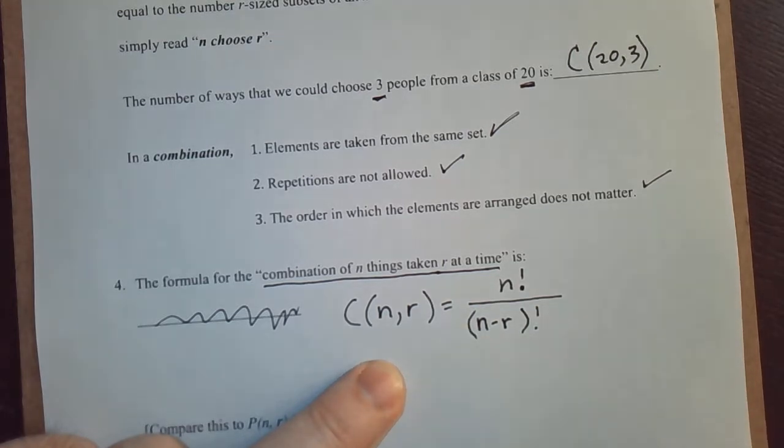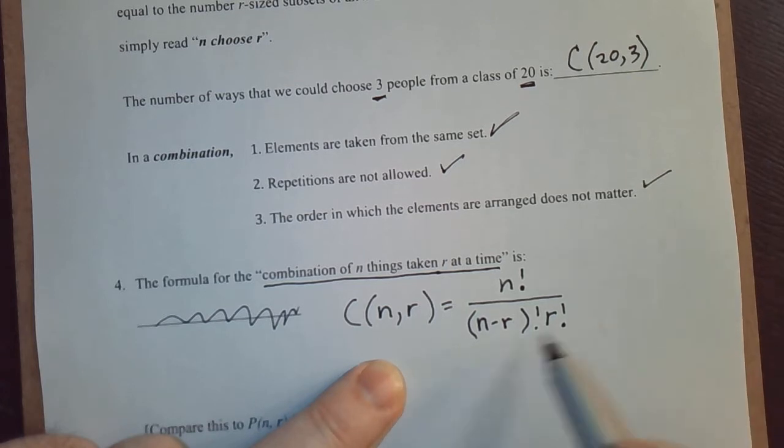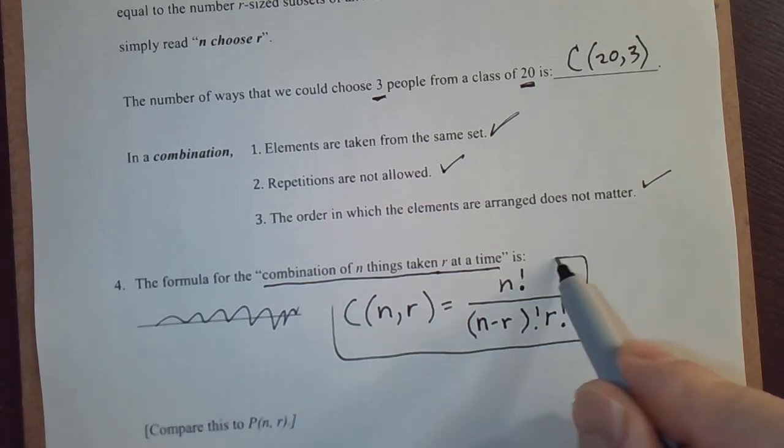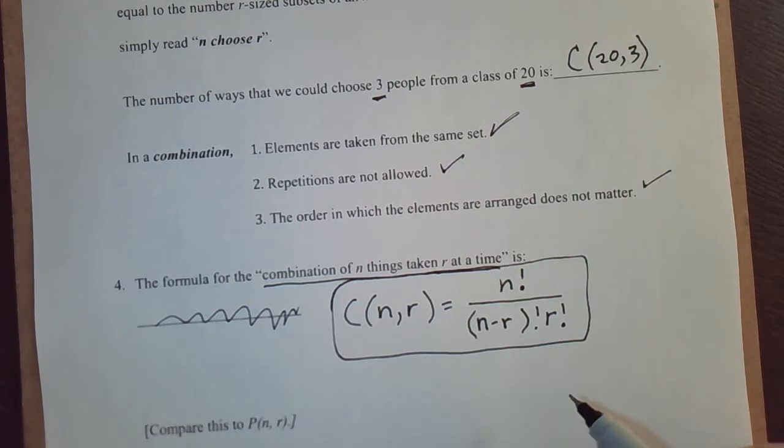We have to do one more little thing. Just tack on an r factorial on the bottom. You're multiplying 2 factorials together there. That's all it is. So this is a formula you need to memorize. And I think after we do a bunch of examples, you'll probably have it memorized.